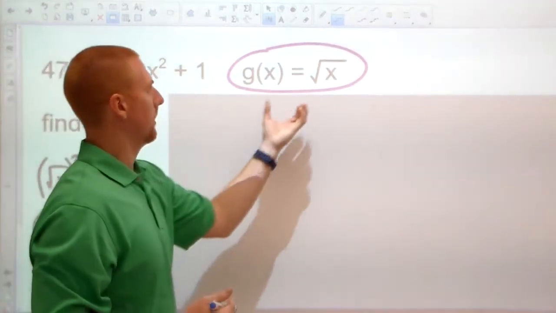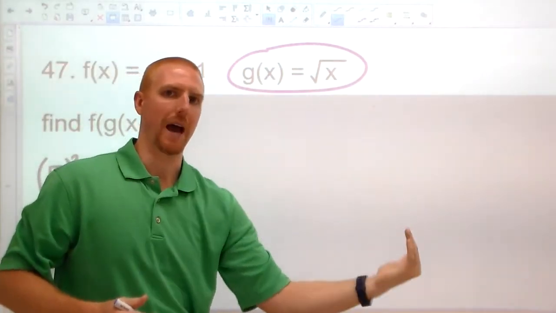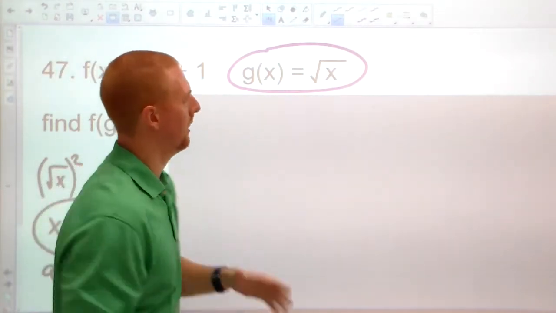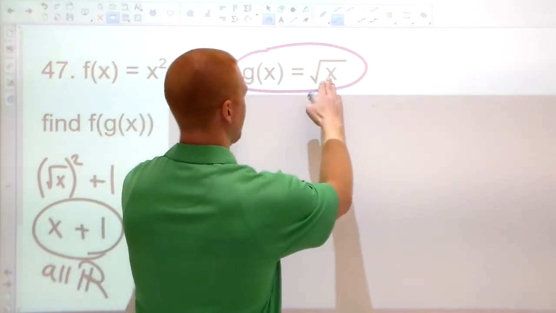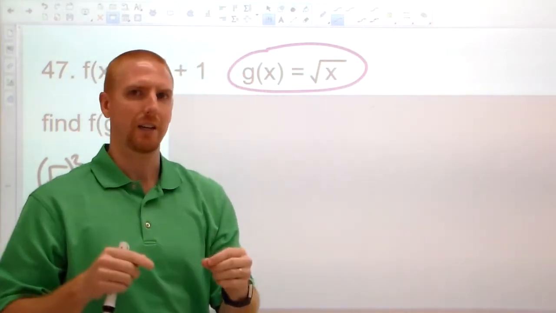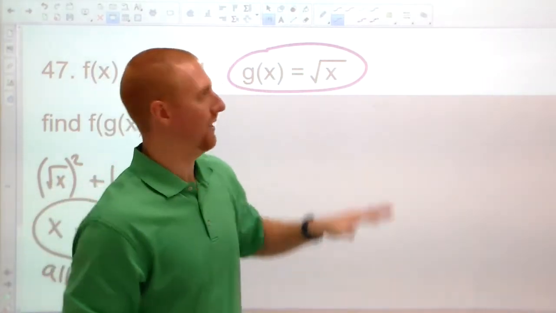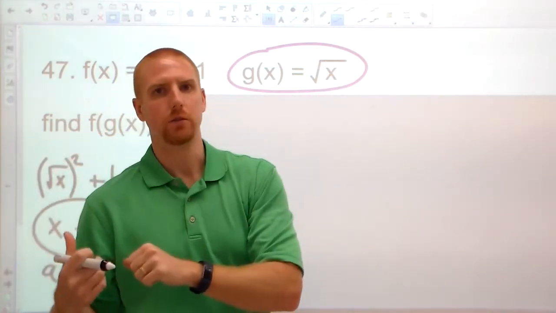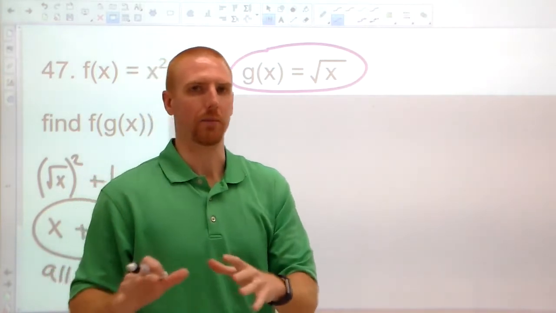So we need to take a look at which x values actually get passed on to the f function. So make sure that makes sense. We need to take a look at the domain of this function, because any x values that are not in this domain can't get passed on to f, so they won't show up in f. So we've got to keep that part in mind.